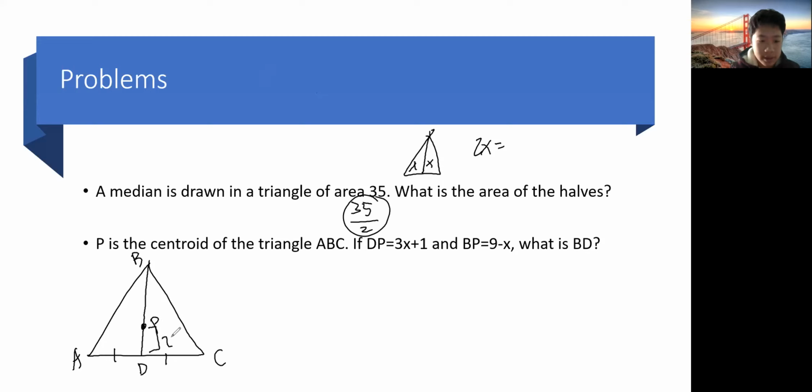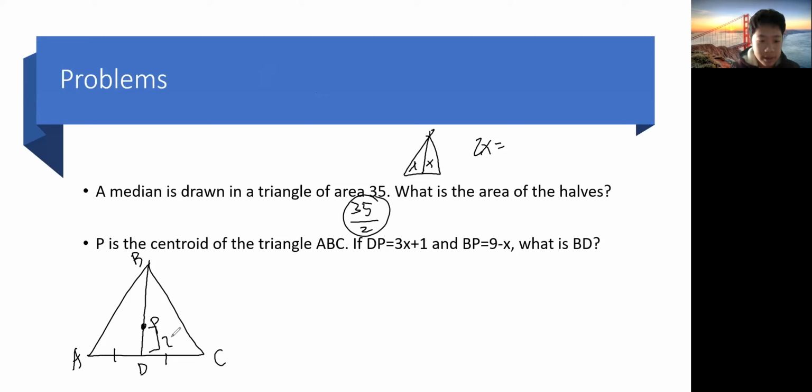Okay. We know that BP is 2 times the length of PD. So if we multiply PD by 2, we get BP. So we're going to do 2 times 3x plus 1, which is just going to be 6x plus 2, which is the distributive property. That's going to equal DP, 9 minus x. So 7x equals 7, x equals 1.